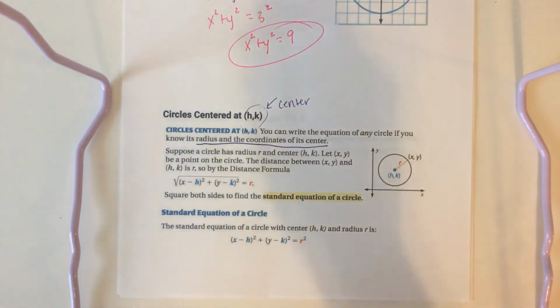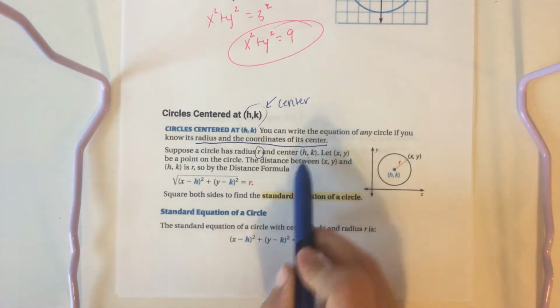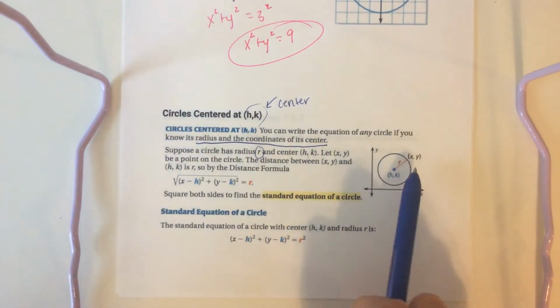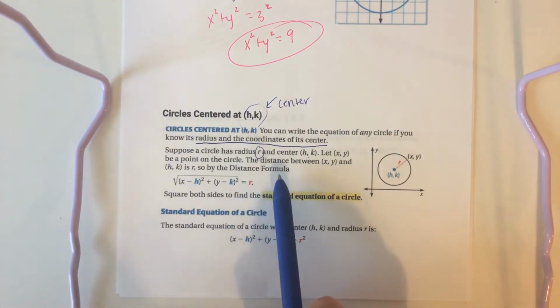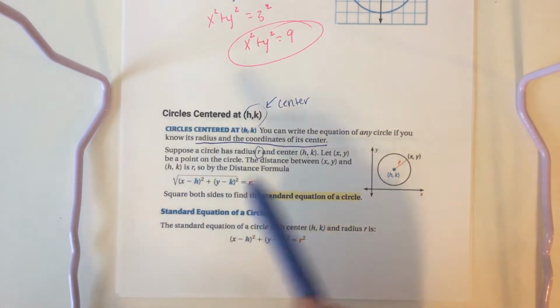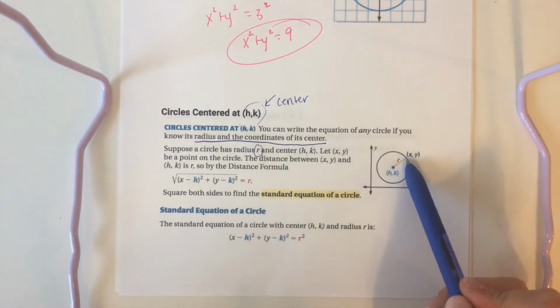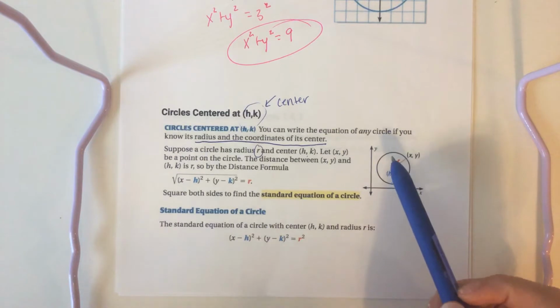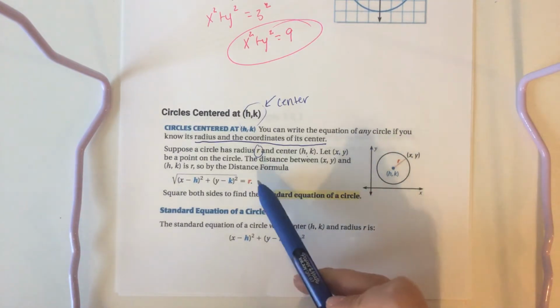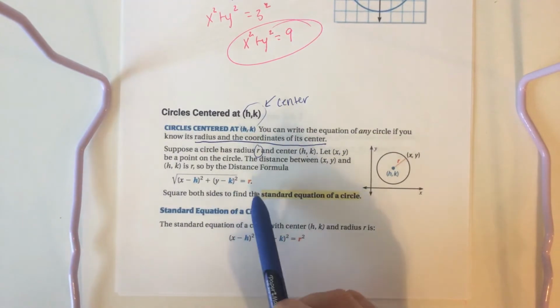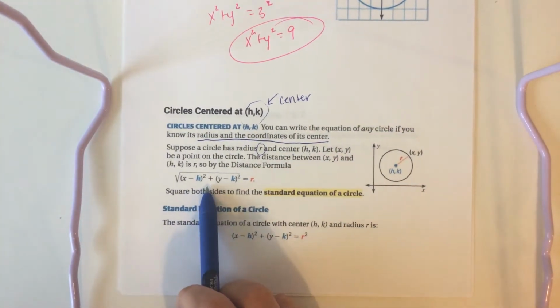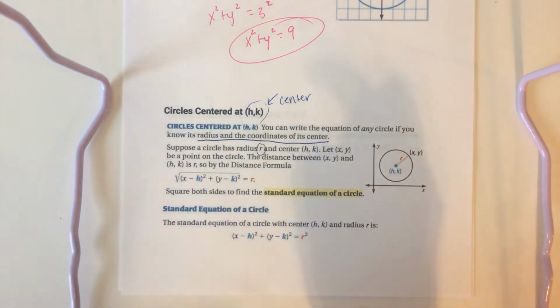So suppose the circle has radius r and center h comma k, and there's a point x, y on the circle. So by that sentence, they just created this circle right here they gave us. The distance between x, y, and h, k is the radius, just like we said before. The distance between the center and that point on the circle is just the radius. And to find that, we can use our old friend, the distance formula, the square root of x2 minus x1 squared plus y2 minus y1 squared, to figure out what that r would be. So distance formula is coming back into play here, and from that we derive the standard equation of a circle.